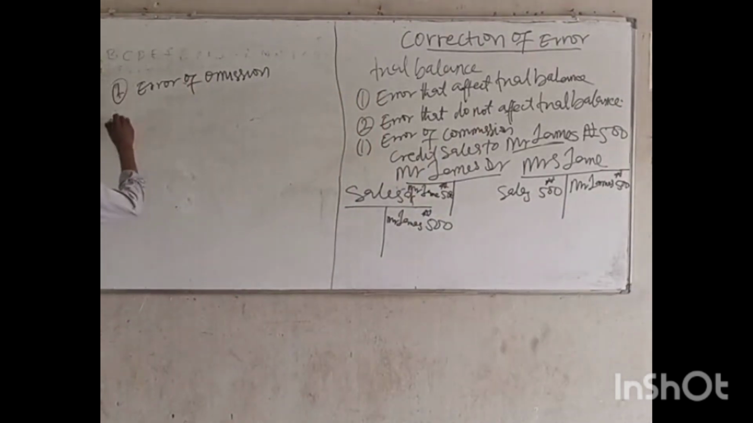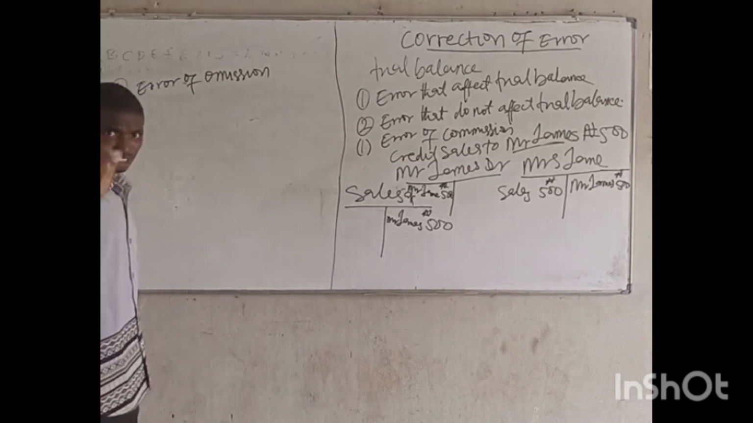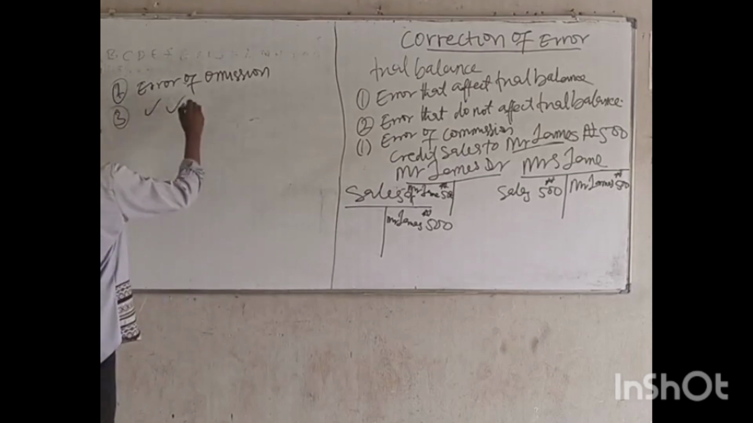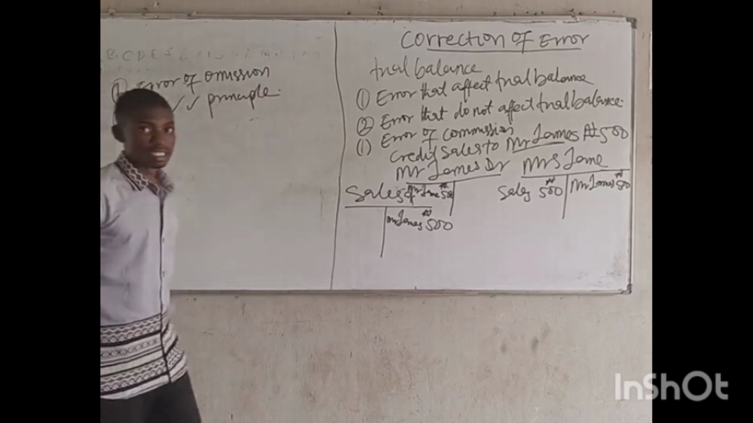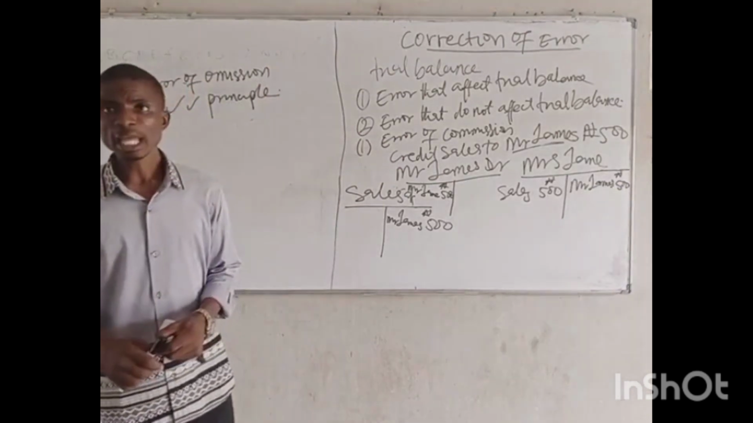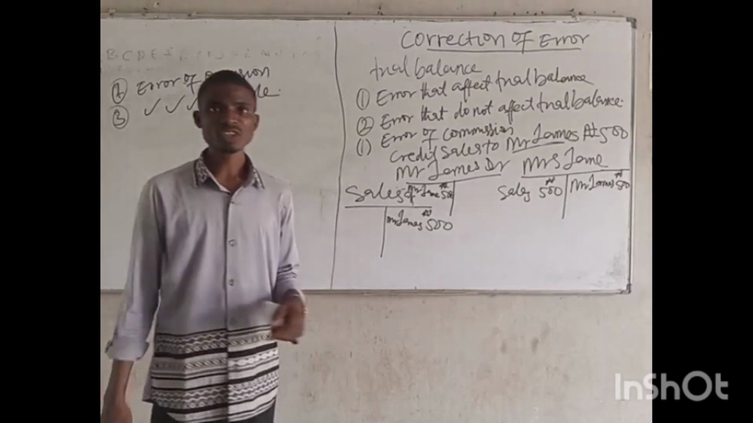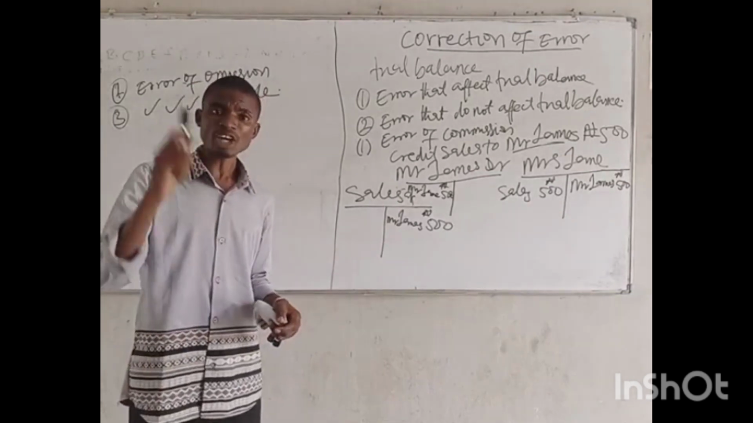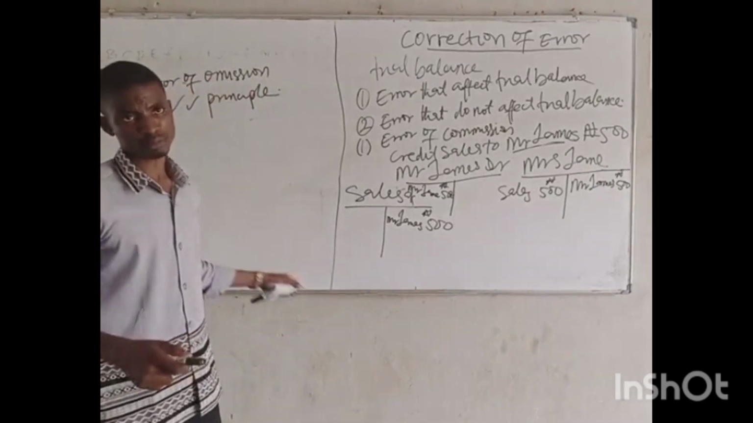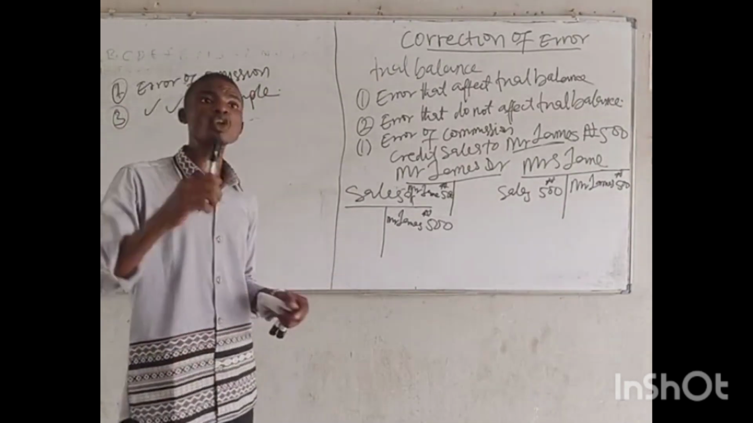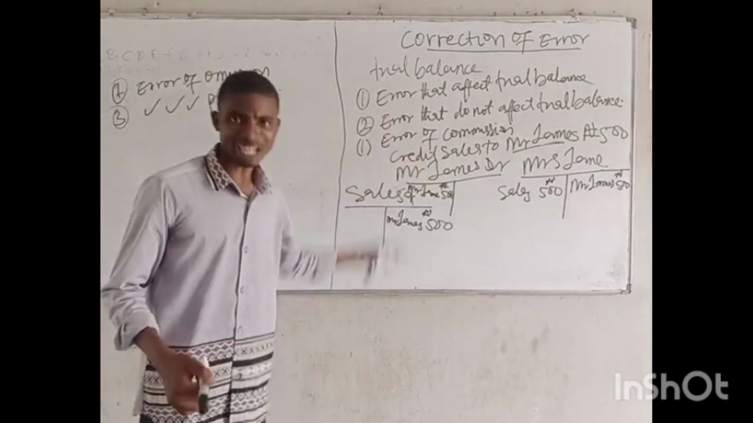Another error, this is two, is the error of principle. The error of principle. This is a situation whereby a particular transaction is being recorded in a wrong class of accounts. A transaction is being recorded in a wrong class of accounts. Such an error is said to be an error of principle. For instance, motor expenses being recorded under motor vehicle account.